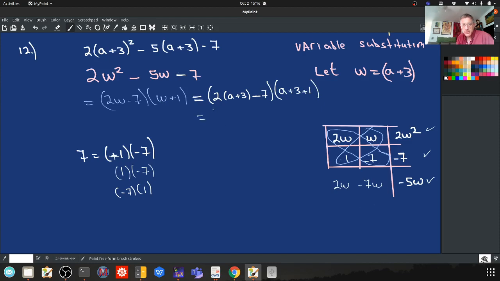So let's simplify. 2 times a is 2a. 2 times 3 is plus 6, minus 7. A plus 3 plus 1 is a plus 4. So it finally simplifies down to 2a minus 1 times a plus 4. Wow, we did it.